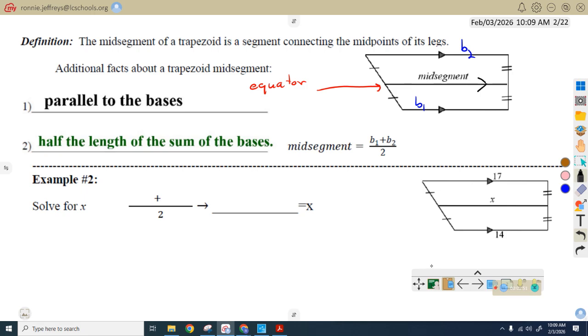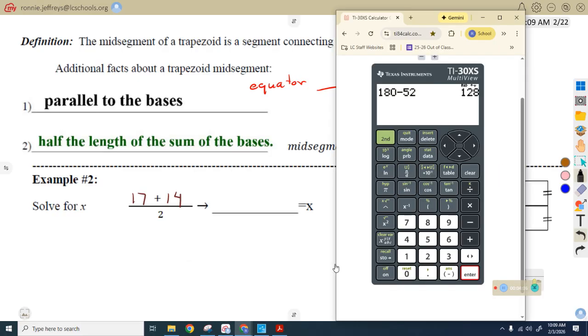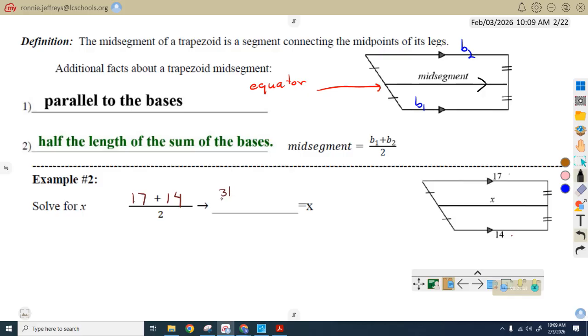So, case in point, example 2. Well, here's one base, here's another base, there's the mid-segment. So 17 plus 14 divided by 2. Alright, so that's 31 over 2 or 15.5. Either answer is okay. Hence the reason I'm putting the word or.